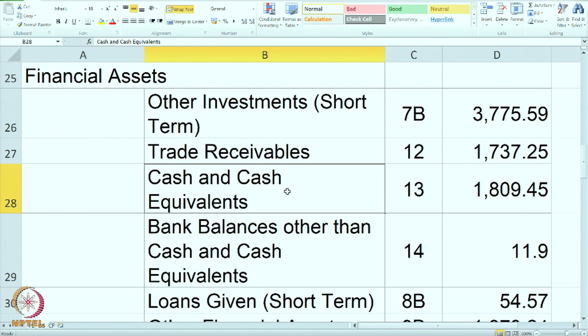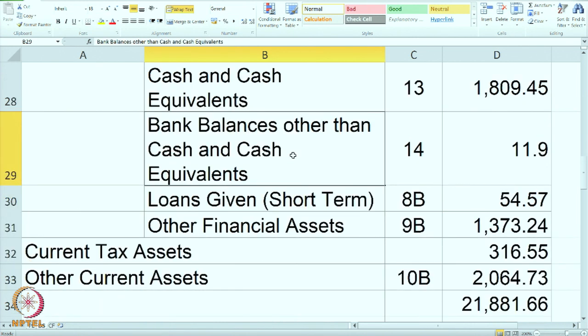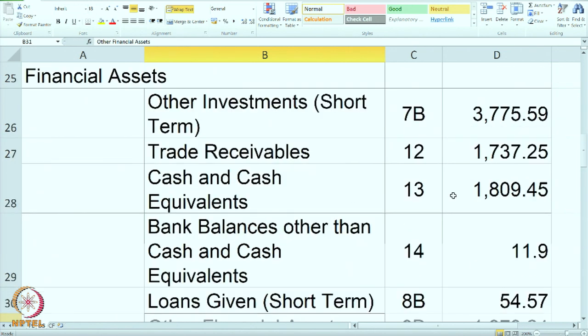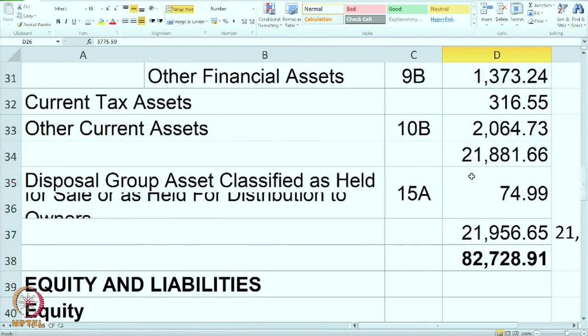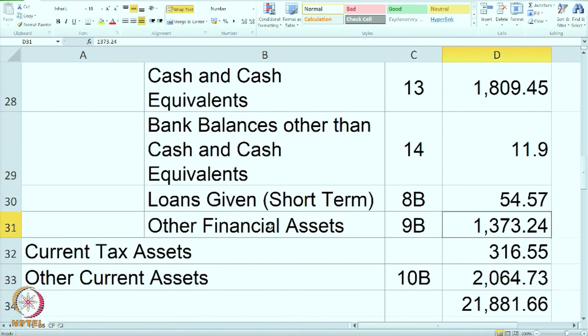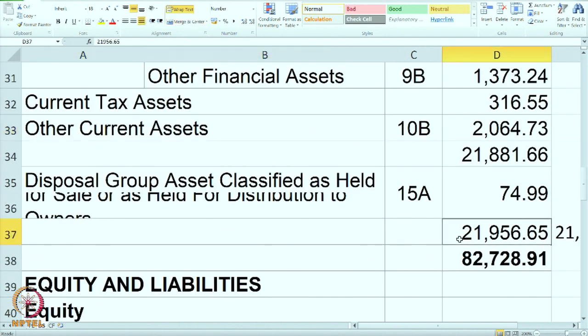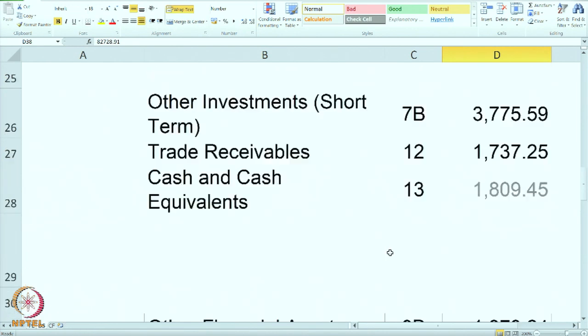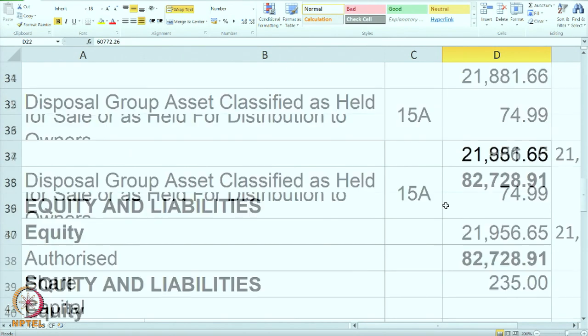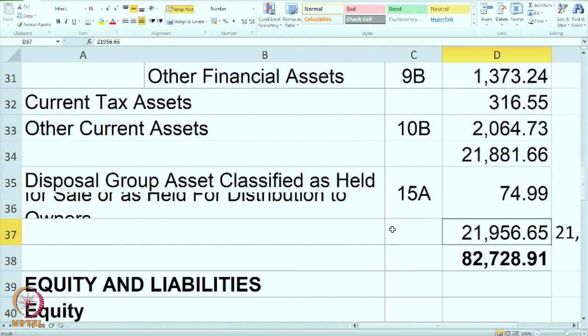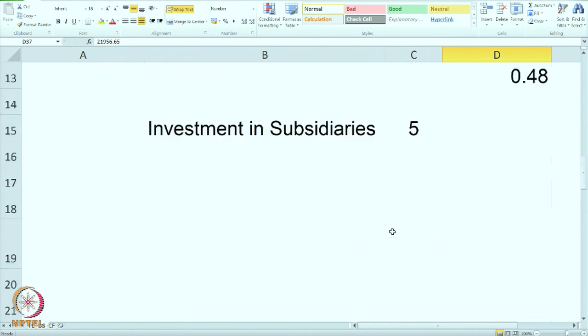Normally we say that bank balance is a cash equivalent, which is true. But if there is some exception, it needs to be separately shown. That is how they have shown it. Then loans given, short term, other financial assets. So this is the total of financial assets from this item to this item. Then next you get current tax assets and other current assets. So this is the total of CAs, and 82,000 crore is a total of both, 60 plus 21, that is non-current plus current. Getting it? So, this is the asset side.